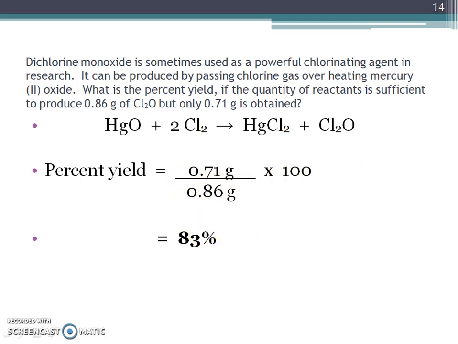And we remember for percent yield, we want as close to 100% as possible. This tells me that my experiment didn't go very well, or I should have made better conditions to make my reaction go better.